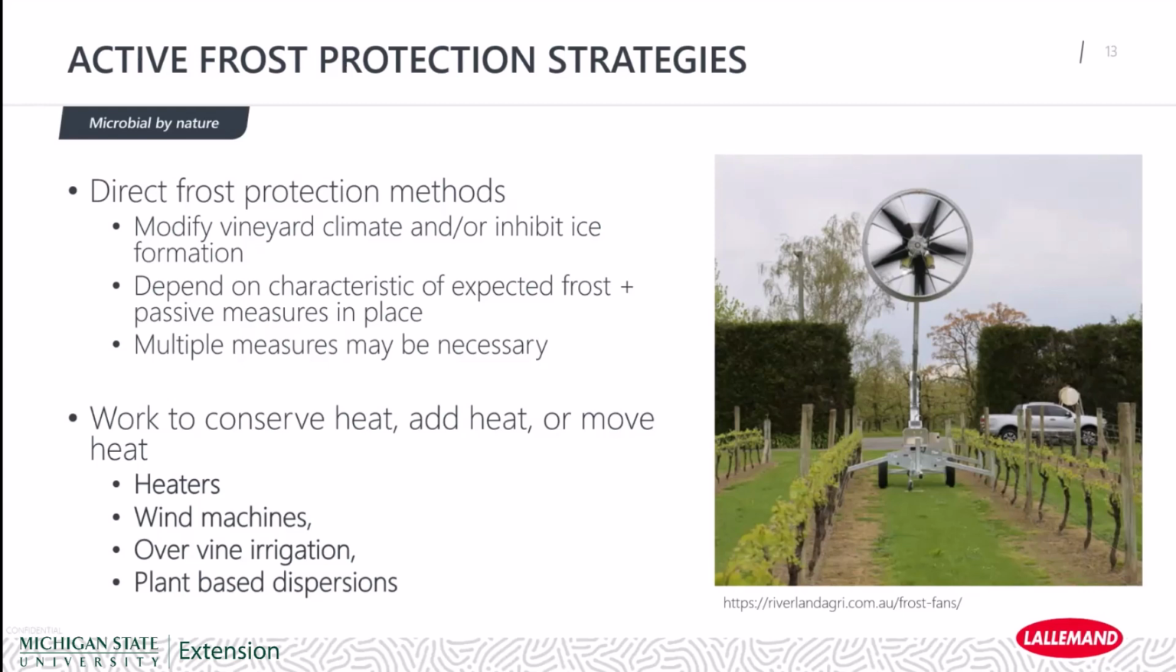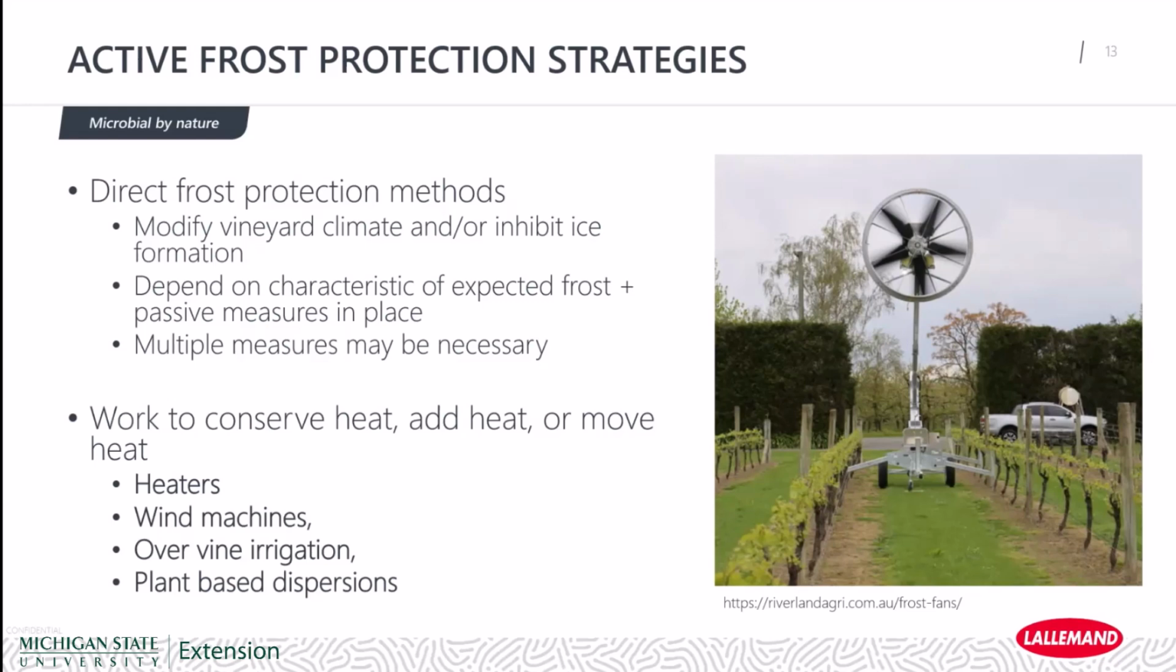So these direct frost protection methods will modify your vineyard climate and inhibit ice formation. And if we remember back a few slides, I know I'm going a little bit quickly here, it's really that ice formation that causes problems. The formation of ice drives the dehydration event, which will inevitably cause the damage on your plants. So these direct frost protection methods depend on the characteristic of your frost. So is it going to be a radiative frost event, freeze event, or is it going to be advective? Are we getting cold air coming through, or is it really just about losing heat to the environment?